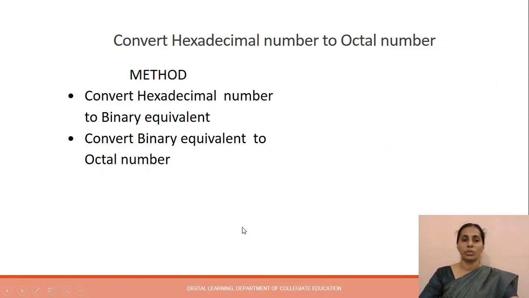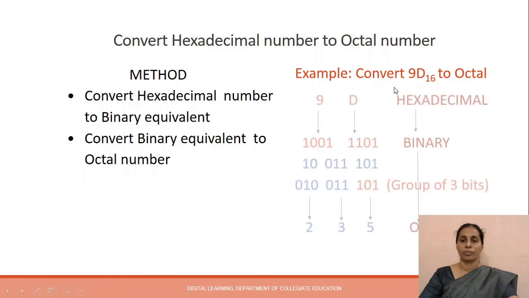Now we can see how to convert hexadecimal number to octal number. Here the procedure is first to convert the hexadecimal number to binary and then from binary to octal number. Let's see with an example. Convert 9D to octal. So write the 9D as groups of 4 bits. So first convert the 9D into binary, then to octal. So here D is equivalent to 1101 in binary. 9 is equivalent to 1001.